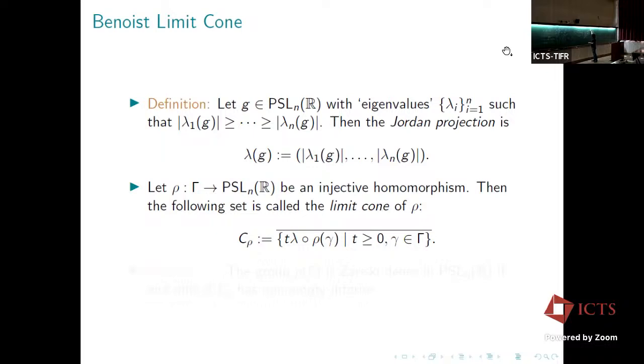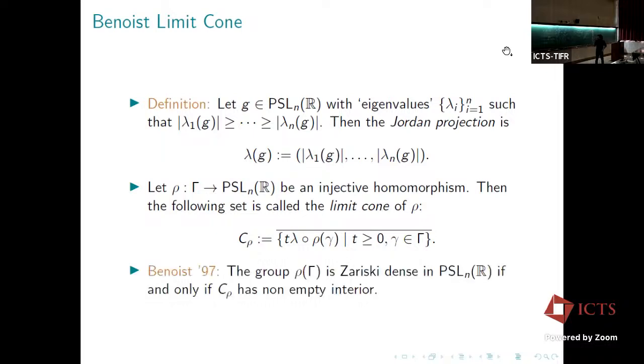Benoist limit cone. He proved, so in 1997, Professor Benoist proved that ρ(Γ) is Zariski-dense in PSL(n,R) if and only if this cone has non-empty interior. So that means in R³, if you have three coordinates for these eigenvalues, it should fill up the whole thing.